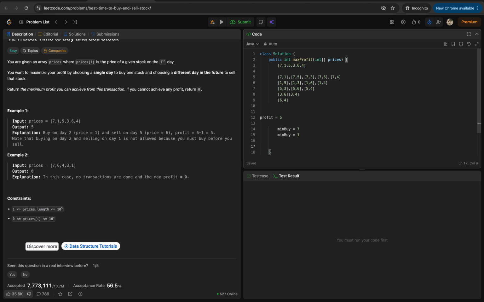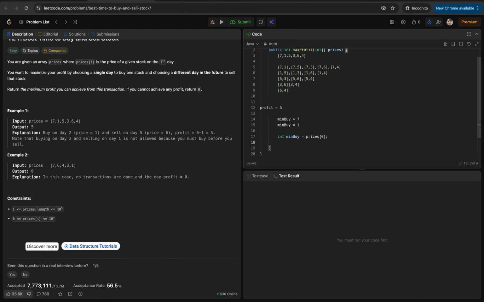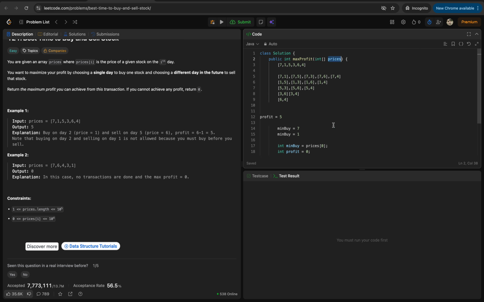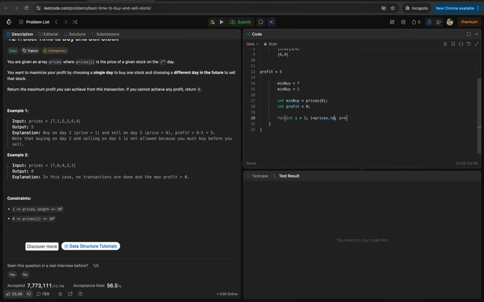I think that should work. Let's write it out quickly. So we'll have 2 variables, min buy, minimum buy initially हम कर लेते हैं prices 0 पे, and int max profit, let's call it profit, हमारा इनिशियली 0 है. Now for int i equals to 1 से स्टार्ट कर सकते हैं. We can start from 1 because 0 पे there is nothing. i is less than n, i plus plus, n is prices dot length.